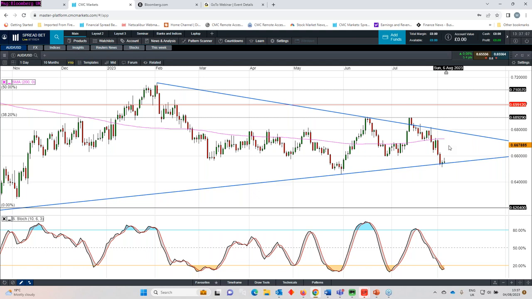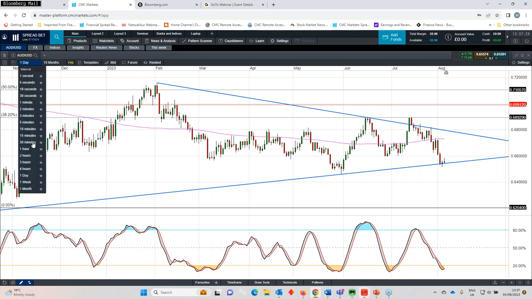US CPI, which is due out on the 10th, could also be significant for the strength of the dollar going forward. So for the Aussie, you've got to be very, very careful about being overly bullish on it. We could see a move back to 66, 66.20.